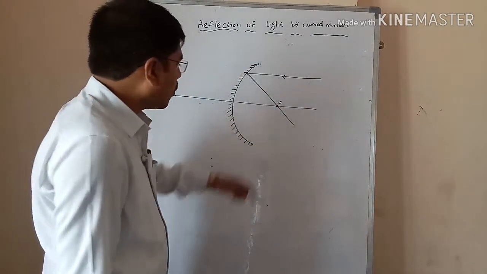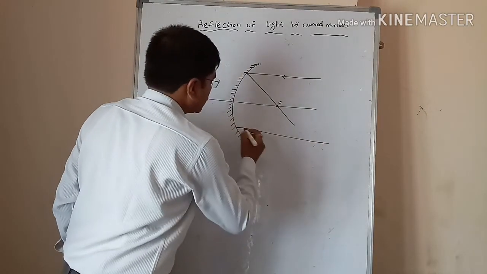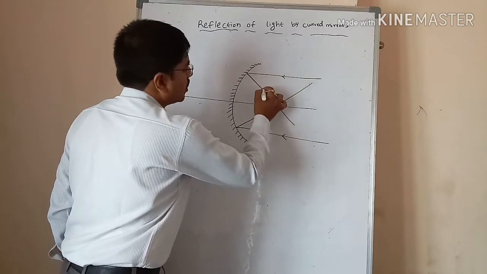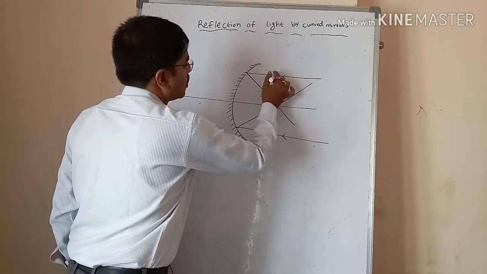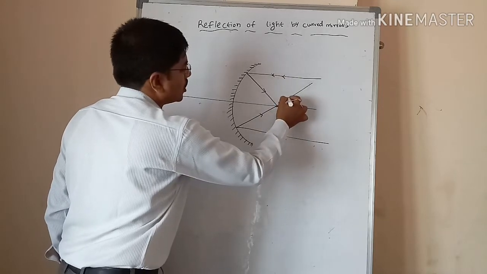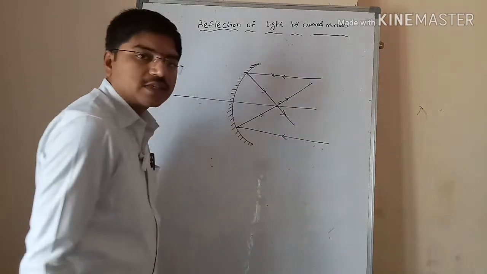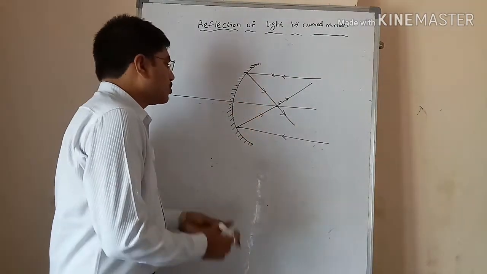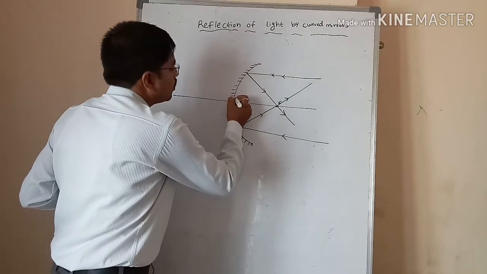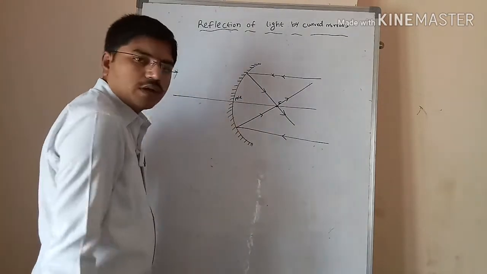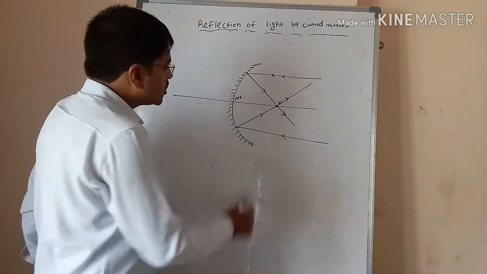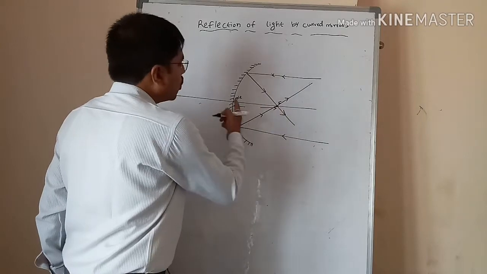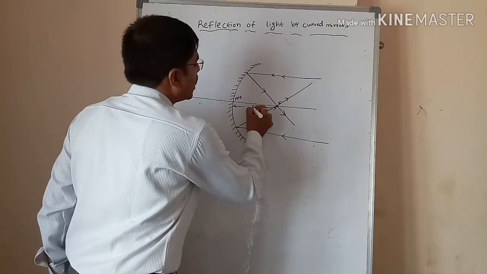The point where the rays meet on the principal axis is called the focal point. For example, I consider one more ray, also coming from infinity. Again after reflection, it meets on the principal axis. The meeting point is called the focal point. We already know this is the pole, and the distance between the focal point and the pole is the focal length.